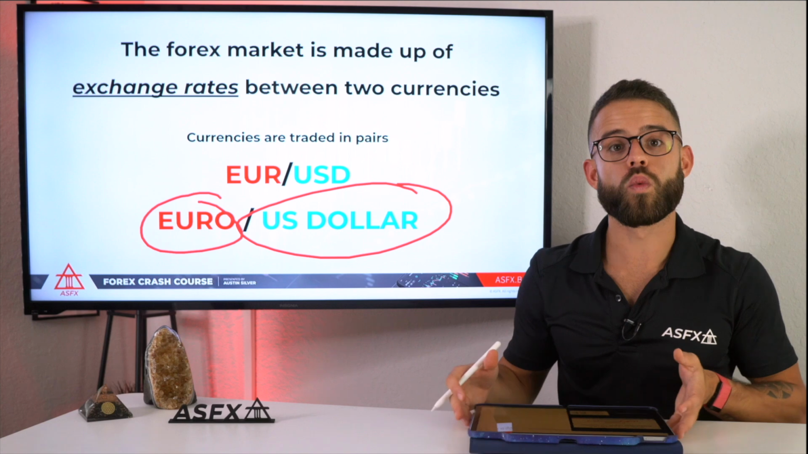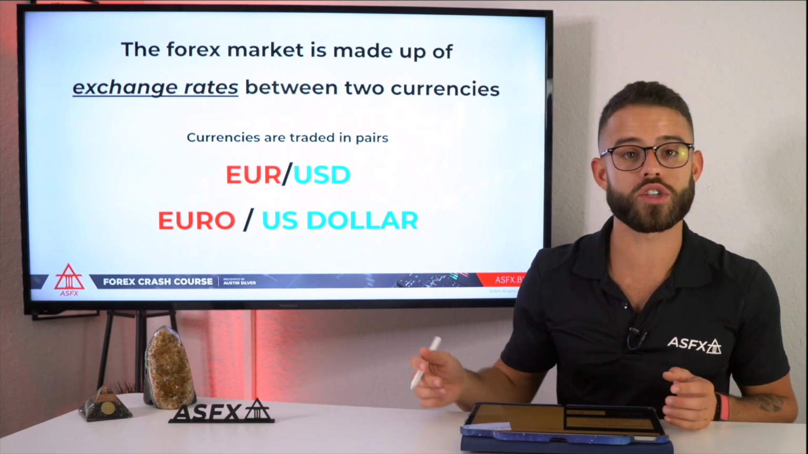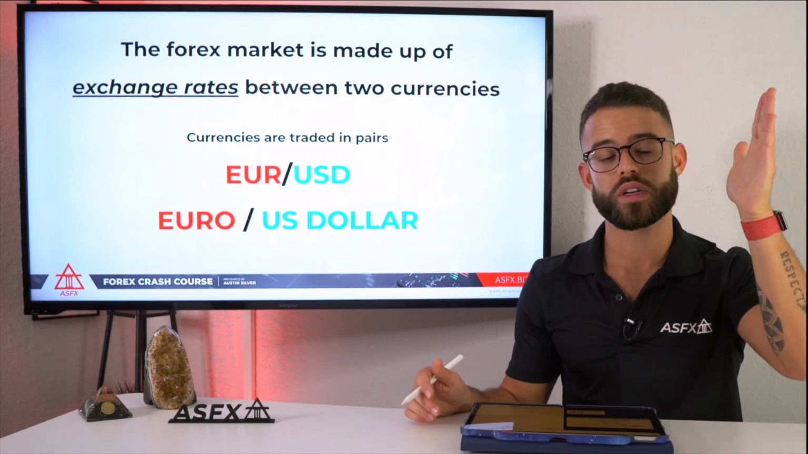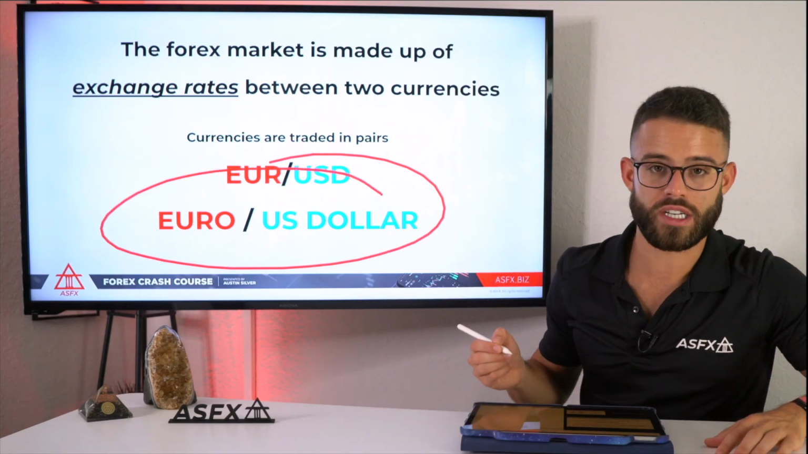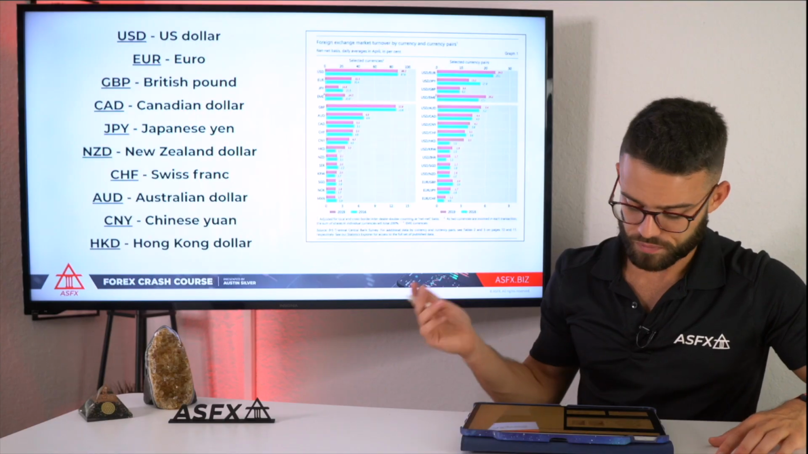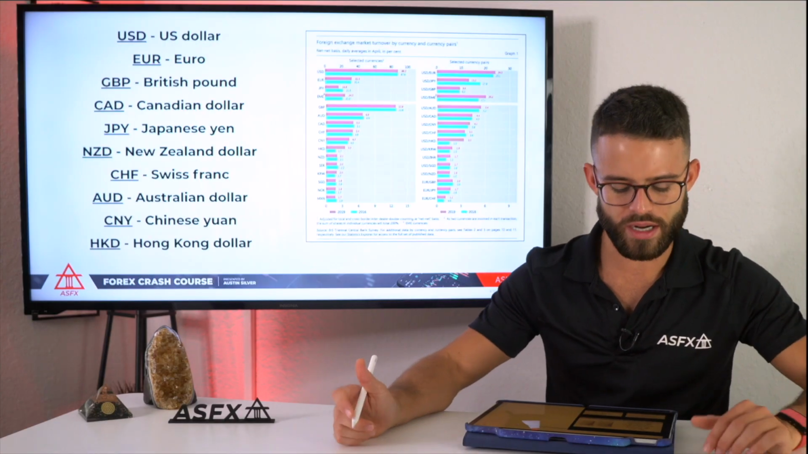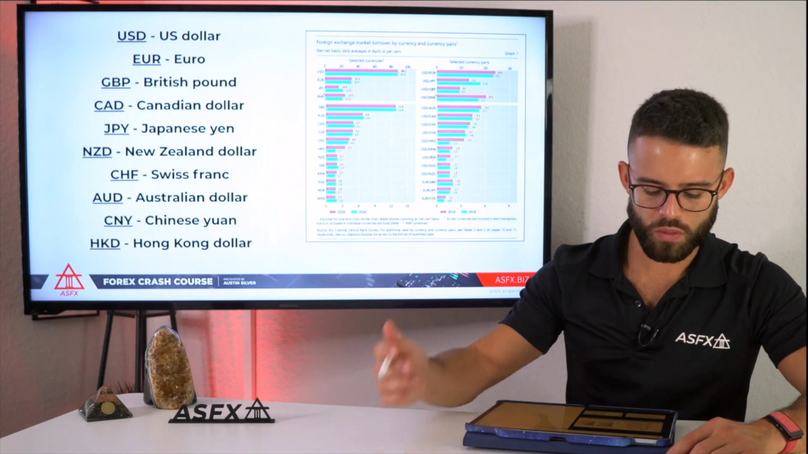So again, what we're trading is the exchange rate between these two currencies. For 1 euro, how many US dollars can I get? That's what the exchange rate is between this. Now, we've got plenty of other currency pairs to trade. The dollar is number 1. The euro is number 2.